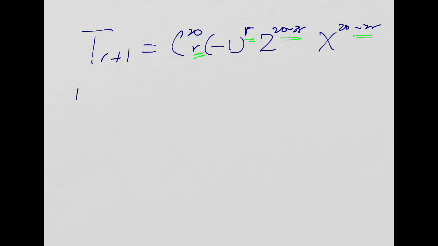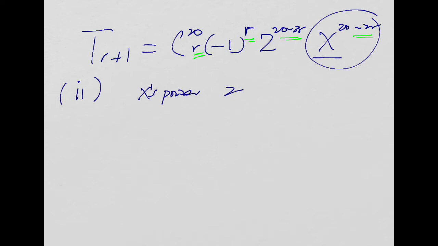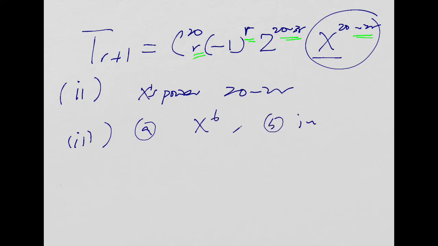They ask you what to do. Write down the power of X in the general term. So it's already done, the power of X already. The power of X is 20 minus 2R. So the third one: hence or otherwise, determine A, the term containing X6, and second, the term independent of X.